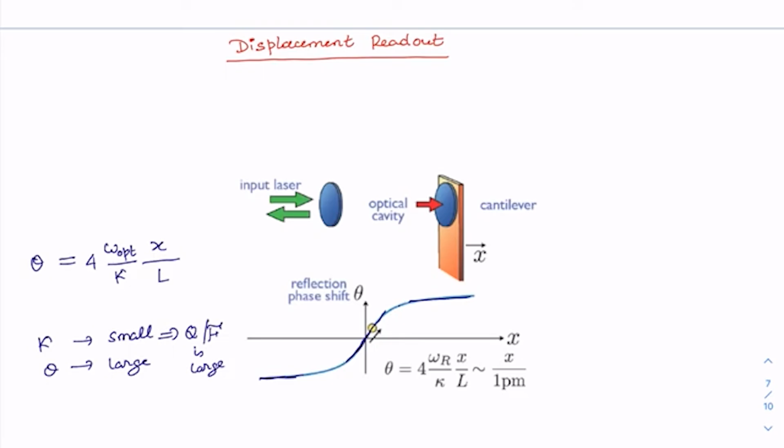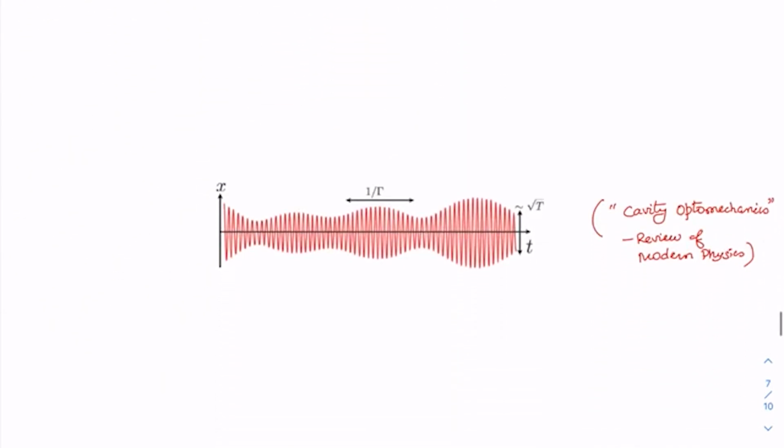So you see, from this expression, from phase information we can have the information about the displacement of the mirror, and one can actually plot the displacement versus time curve for the mechanical oscillator. And a typical plot will look like this here. This I have taken from the review paper Cavity Optomechanics.